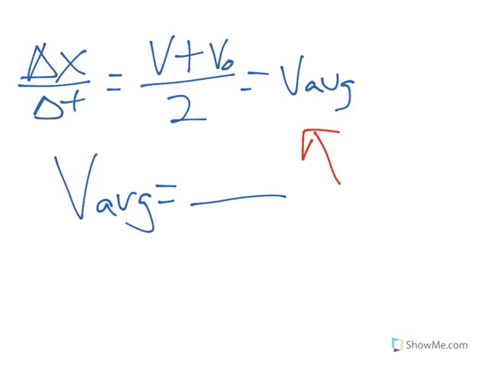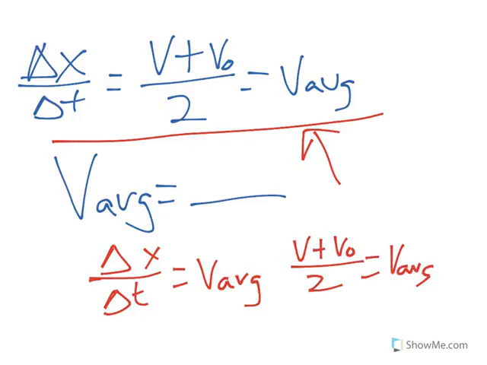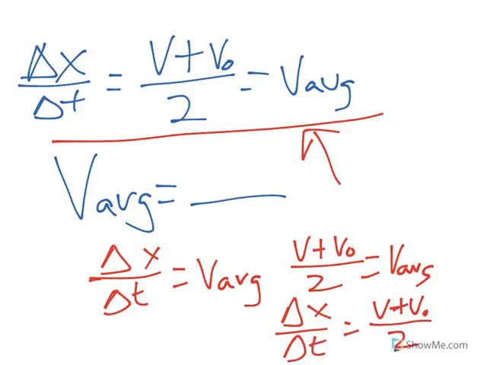You should keep in mind that you do not have to use all three of these at once. You can do delta x over delta t equals the average velocity. You can do v plus v naught over 2 equals the average velocity. Or you can do delta x over delta t equals v plus v naught over 2. Any of those will work, all right? You can use all three of them together, or you can use one of those variations of the formula.